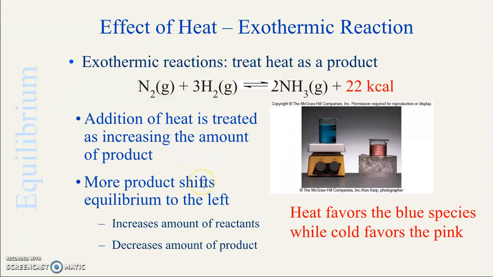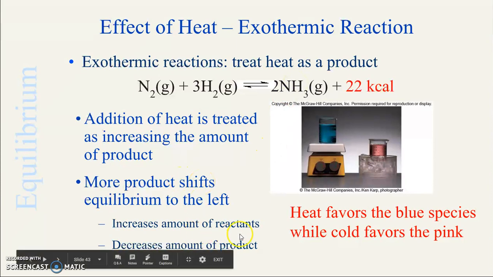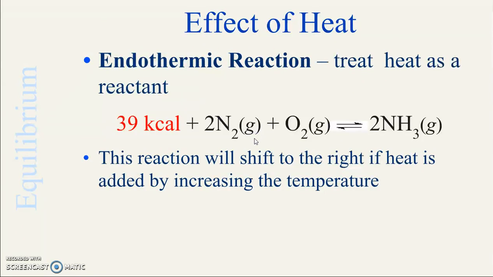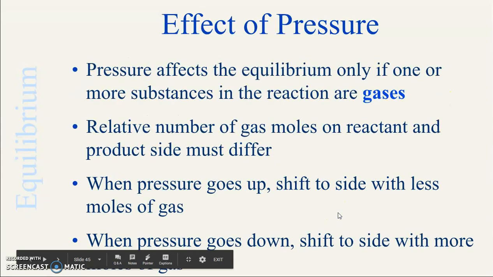So more product shifts equilibrium to the left. Increase the amount of reactants, decrease the amount of products. You basically just have to think about, for an exothermic reaction, doing the opposite. So if heat's a product, then I have to push it back towards reactants. In an endothermic reaction, you're going to treat heat as a reactant. This reactant is going to shift to the right if heat is added by increasing the temperature. So we're going to try to get rid of it.